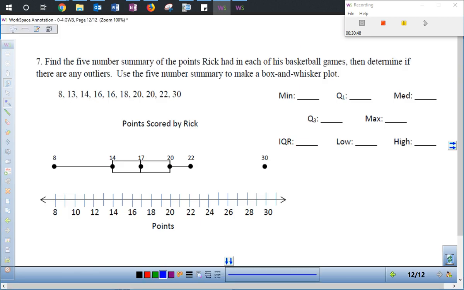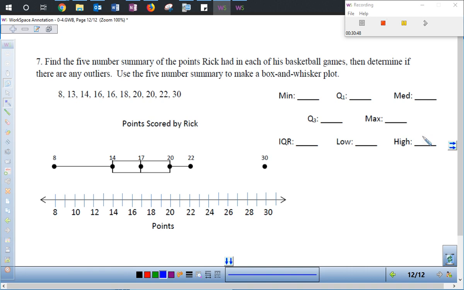Now, on number 7, they already gave us a box and whiskers plot. It says, find the 5-number summary of the points Rick had in each of his basketball games. Then, determine if there are any outliers. Use the 5-number summary to make a box and whisker plot. So what they did is they already made the box and whisker plot. We have to identify the minimum, first quartile, median, third quartile, maximum, interquartile range, low, high, outliers.